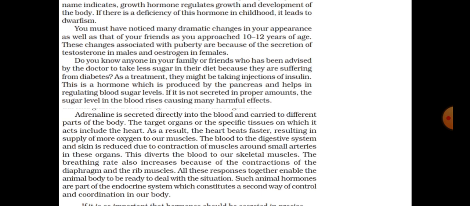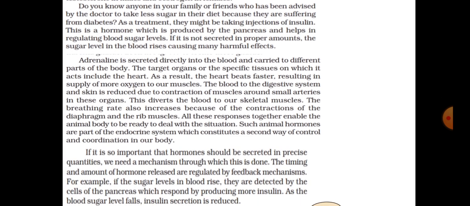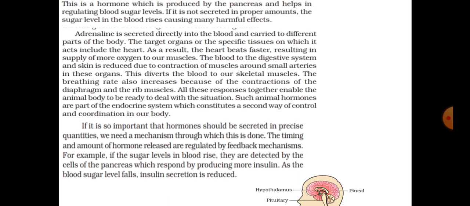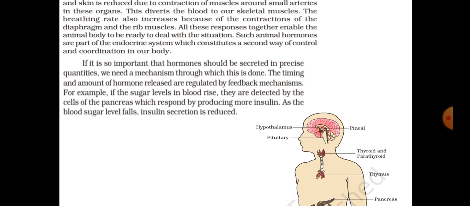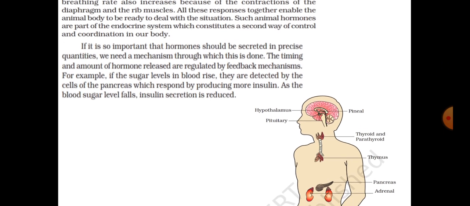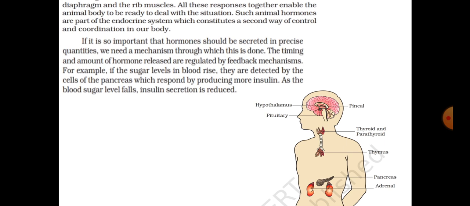Such animal hormones are part of the endocrine system, which constitutes a second way of control and coordination in our body. If it is so important that hormones should be secreted in precise quantities, we need a mechanism through which this is done. The timing and amount of hormone released are regulated by feedback mechanisms. For example, if the sugar levels in blood rise, they are detected by the cells of the pancreas which respond by producing more insulin. As the blood sugar level falls, insulin secretion is reduced.